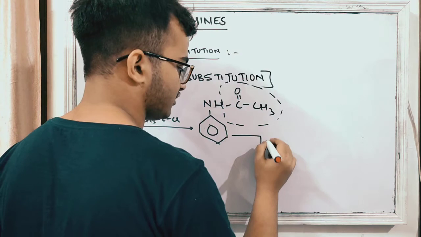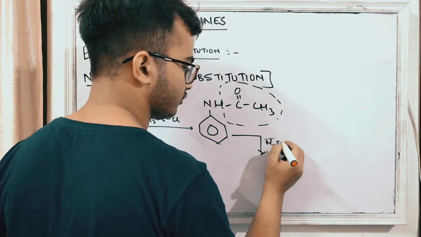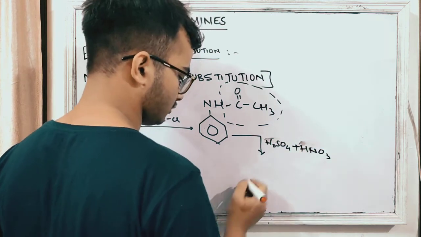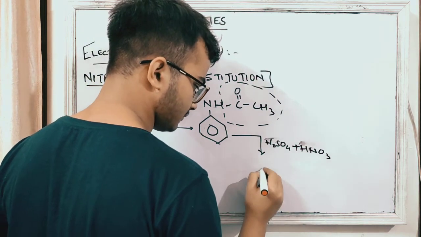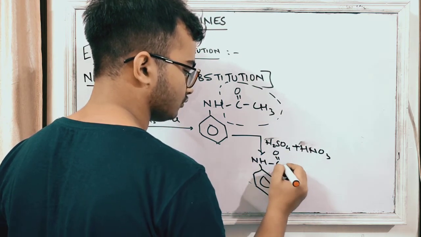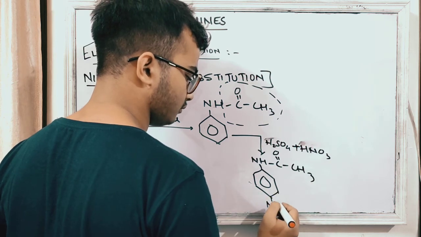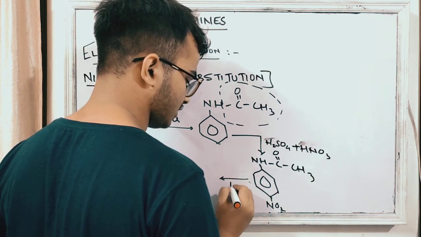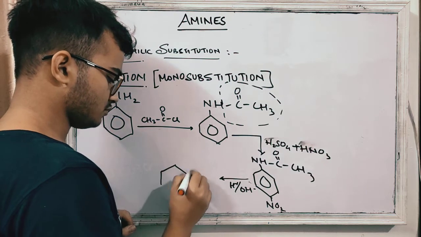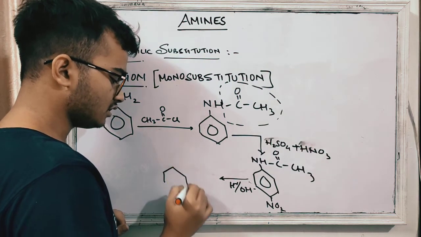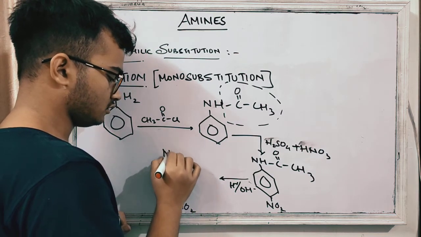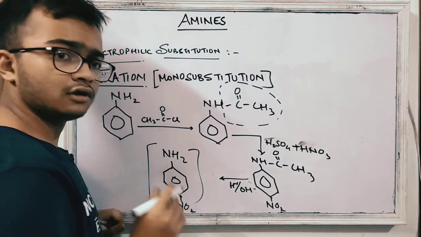So when you perform nitration, H2SO4 plus HNO3, you get only monosubstitution. So what happens here is like this, NH, C double bond O, CH3, and the nitro group will get attached over here. So when you perform the H plus OH minus hydrolysis, this entire thing will get removed, and so you get your paranitro aniline. So NO2, this is NH2. Clear? So copy it down.